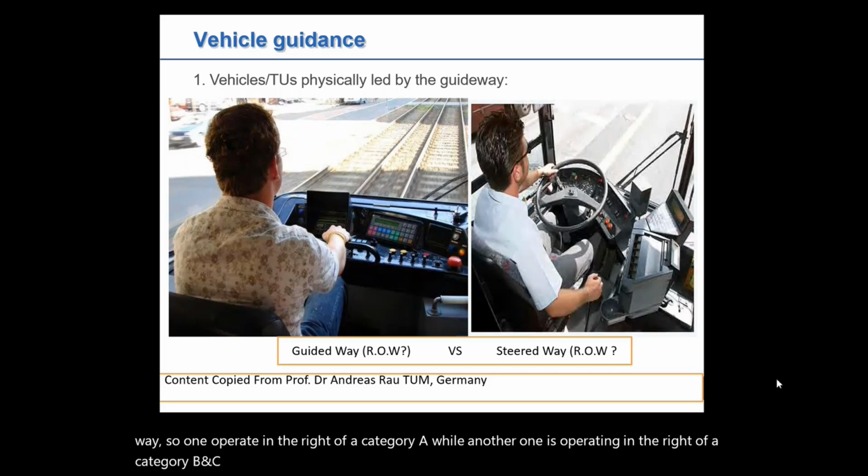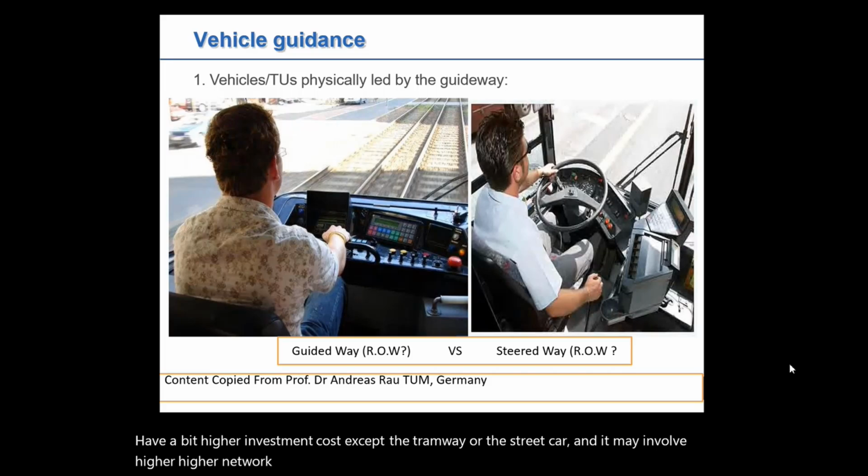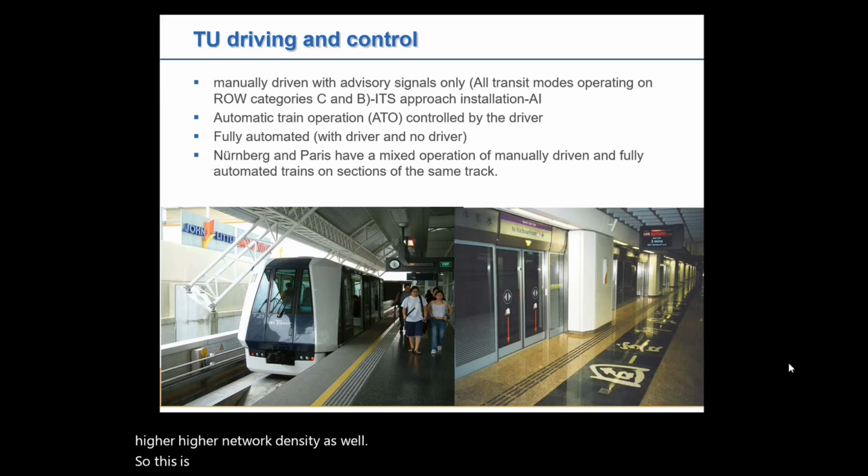Okay, so if we talk about the comparison of the guided way and the steered way, one operates in right of way category A, while the other operates in right of way category B and C. If we talk about the guided way, which is most of the time right of way category A, it has a bit higher investment cost, except the tramway or the streetcar, and it may involve higher network density as well. Okay. So this is a figure just to give you an idea of how the transit units are basically operating and driving and controlled.